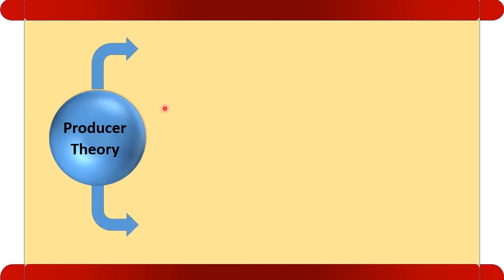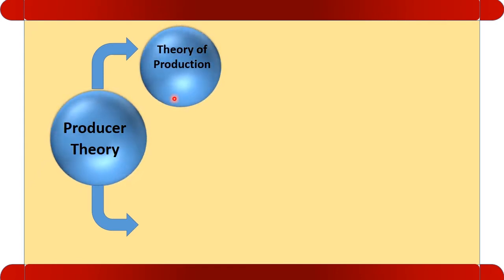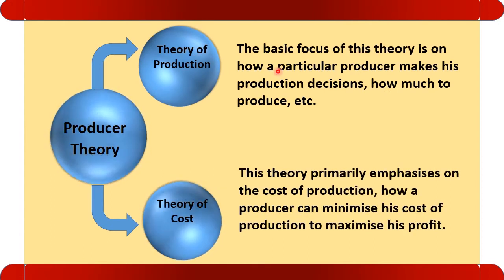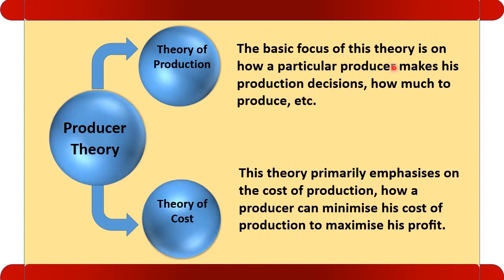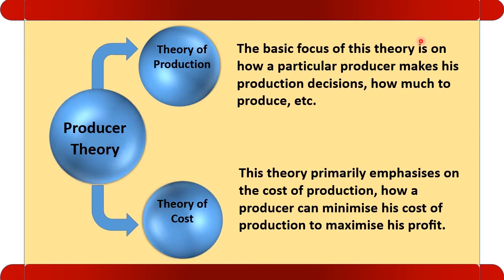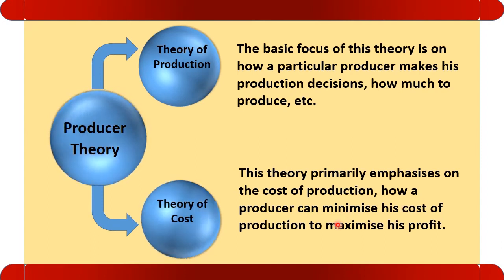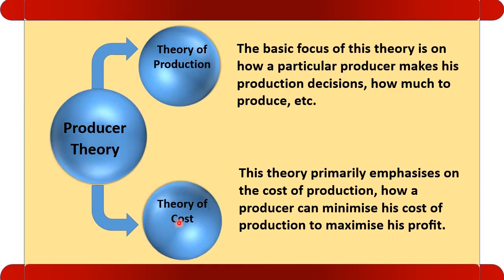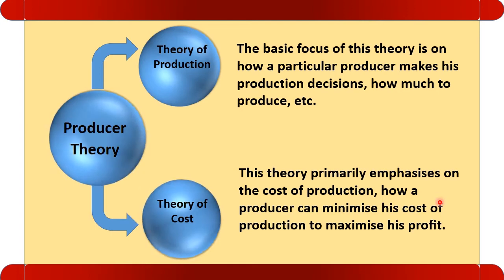The theory of the producer is subdivided into 2 theories. One is the theory of production and the other is the theory of cost. The theory of production focuses on how a particular producer makes his decision relating to production, that is, how much to produce, how to produce, and so on. And the theory of cost emphasizes how the producer can minimize his cost of production so that he can earn more profit. It means this theory emphasizes which method he should adopt so that the manufacturing cost is reduced and he can fetch more profit.